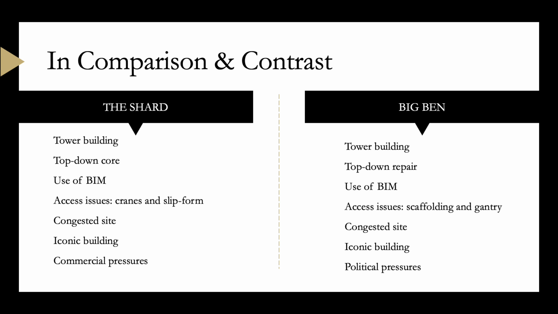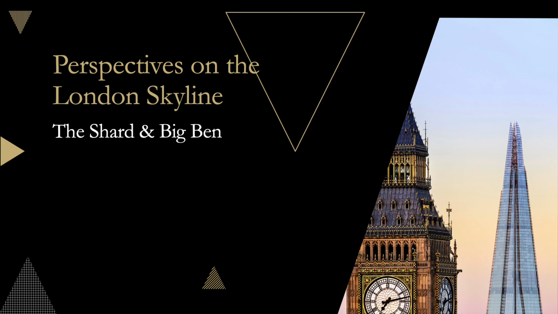It could be said that the commercial pressures were the greatest in the Shard project, whereas maybe the political pressures came to the fore in Big Ben. The overarching unity of the projects, however, lies not so much in their common stature as London tower buildings, but these barriers that were overcome in achieving project success.